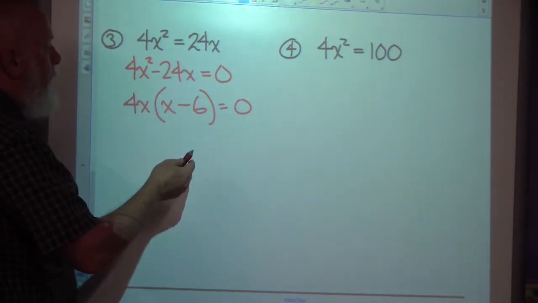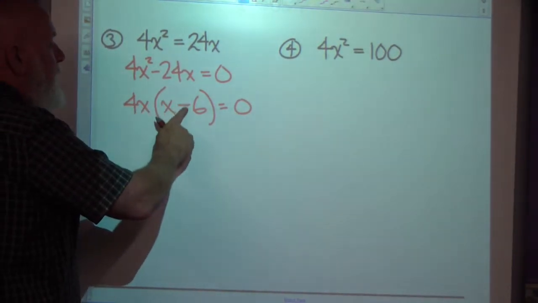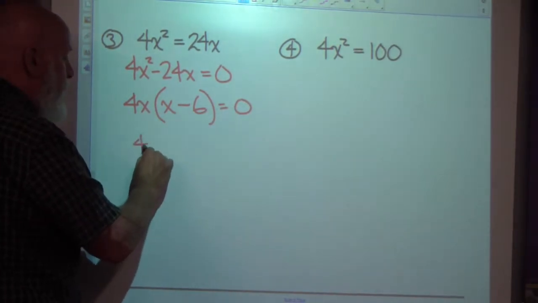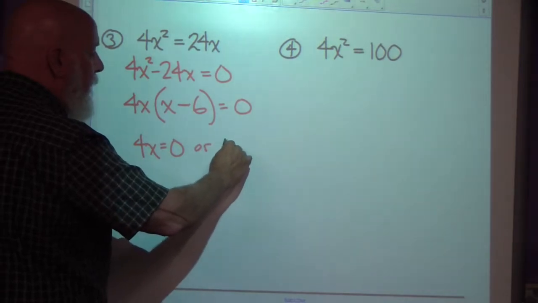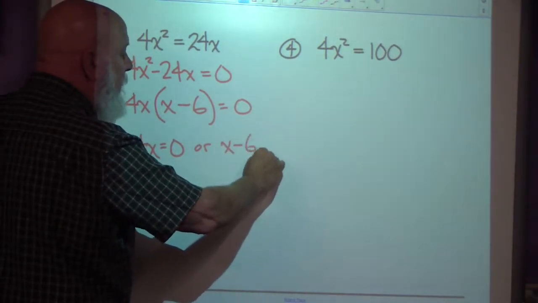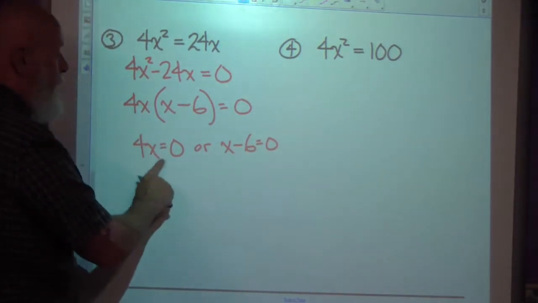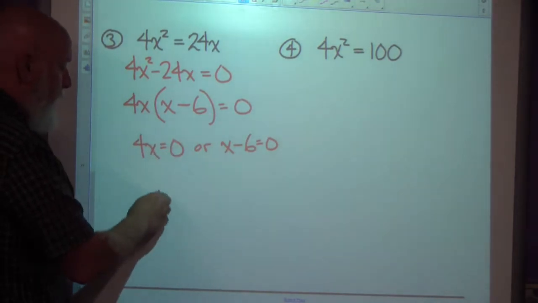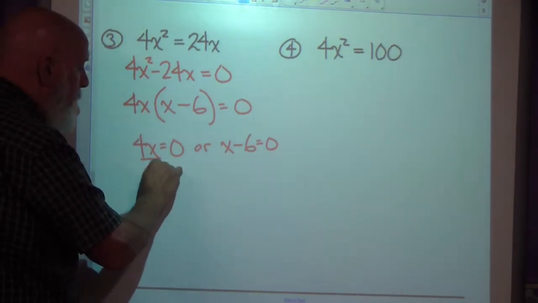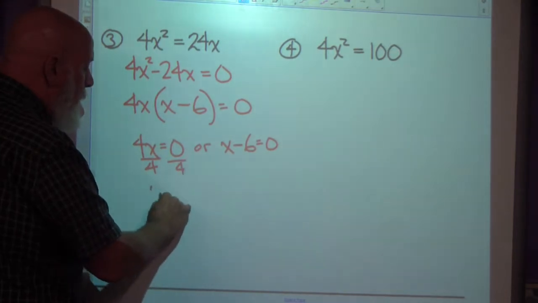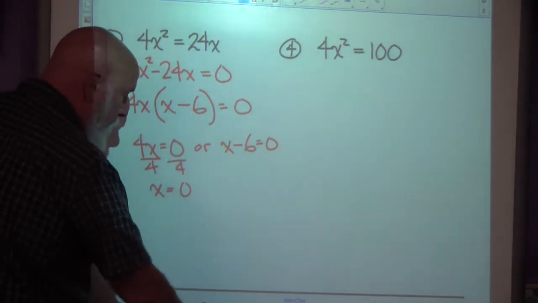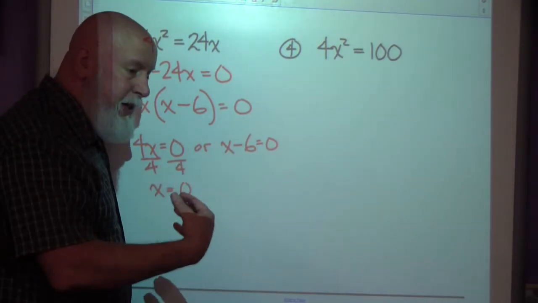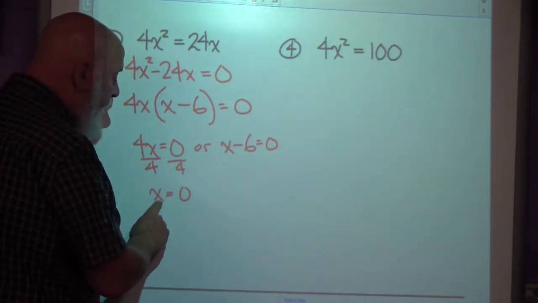Now I'm going to use the zero product property. If this times this is 0, then either this one is 0, or this one is 0. This is a variable expression, so I'm just going to divide both sides by 4. X equals 0. 0 divided by anything is 0, except for 0. 0 divided by 0 is undefined. Well, 0 divided by anything else is 0.